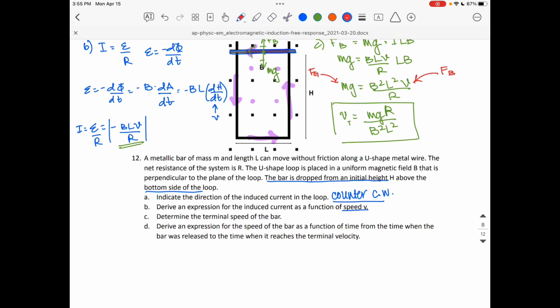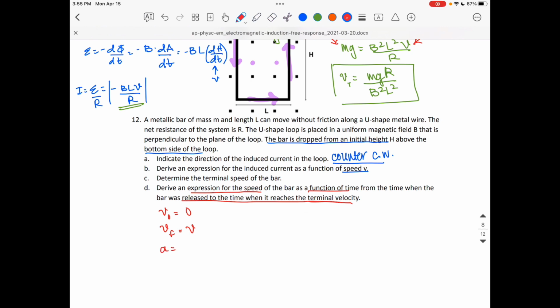Okay, so for problem number 12, D, we're going to derive an expression for speed as a function of time from when the bar is released to the time when it reaches terminal velocity. The first thing we need to state is that the initial velocity is 0 because it's starting from rest and then it's released. The final velocity, since we're trying to find the expression for speed, we're going to leave as some arbitrary variable v, and that's going to be the equation for the velocity up to the point where it reaches terminal velocity.